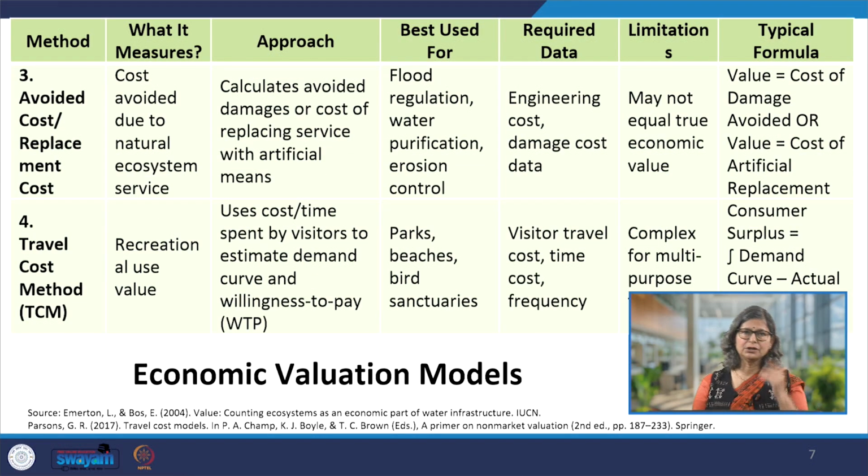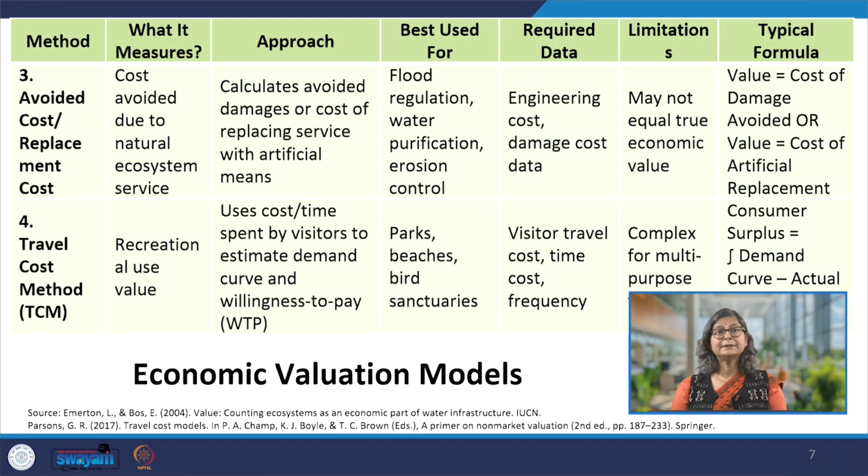The next economic valuation model we'll be discussing is avoided cost or replacement cost. It's a very important one, so many times you will find its reference. It measures the cost avoided due to natural ecosystem services. How does it do that? It calculates avoided damages or the cost of replacing the service with artificial means. Best used for flood regulation, water purification, erosion control, like that.